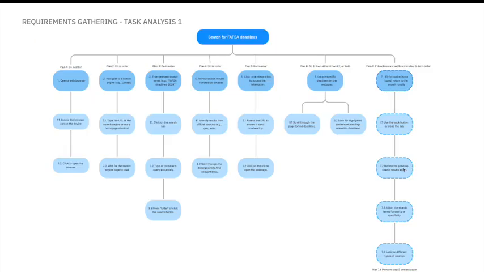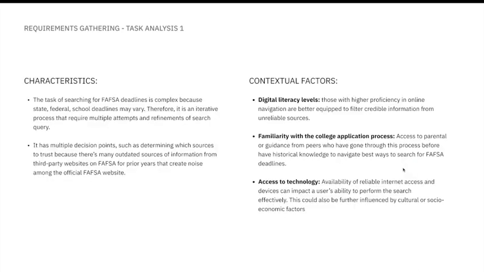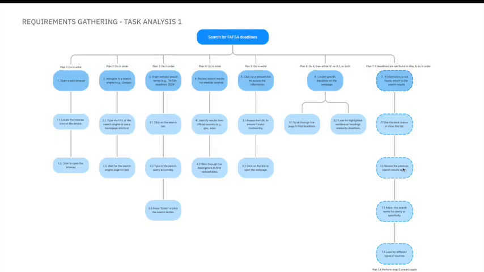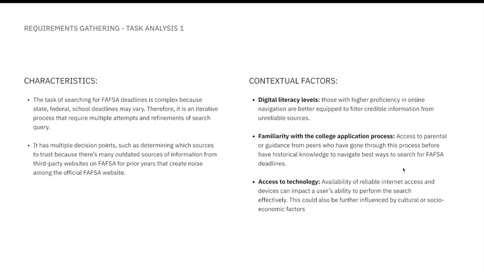From the interviews, we identified a common struggle was searching for FAFSA deadlines. To explore this further, we performed a task analysis, discovering that searching for deadlines is complex and iterative due to the varying deadlines of state, federal, and school. Contextual factors here include digital literacy, familiarity with the college application process, having internet access, or availability to technology.